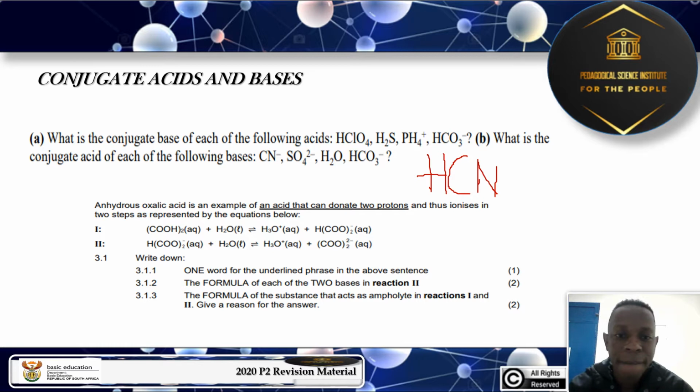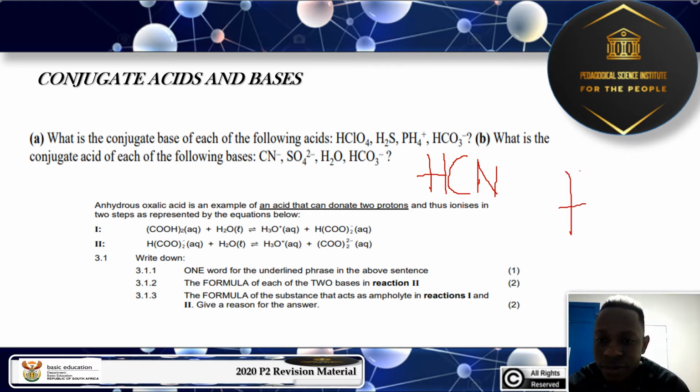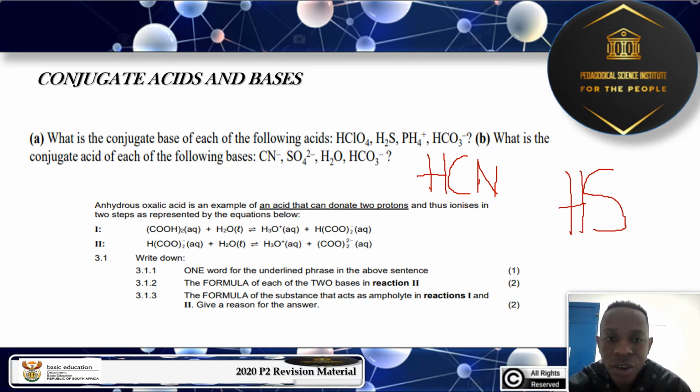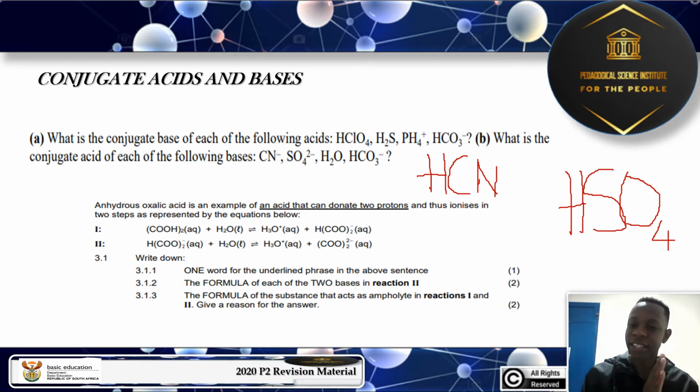Let us continue. I'm going to write over here. Then now we are having SO4 2 minus, which is going to accept the H. So we are going to have H, then S, then O, then the small 4, which is the subscript. We're going to have 4. Then it was 2 minus.